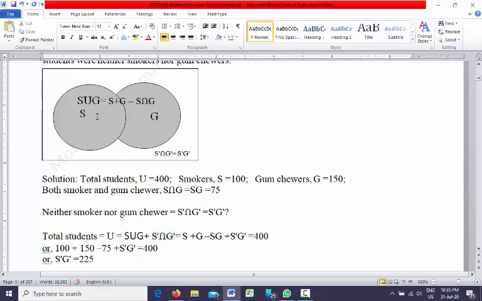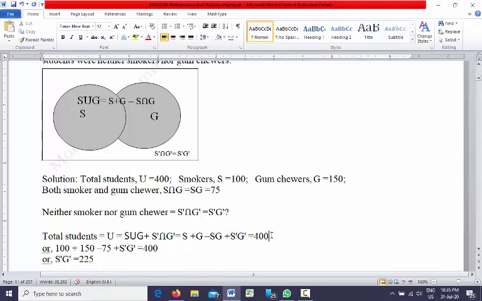Now we know that for S union G, the formula for union is we will first add the individual portions. That means we will first add S with G, and then we will deduct SG, that means the common part. SG means the common part, right? And then we have S prime G prime, S prime intersection G prime. We can write it as S prime G prime.